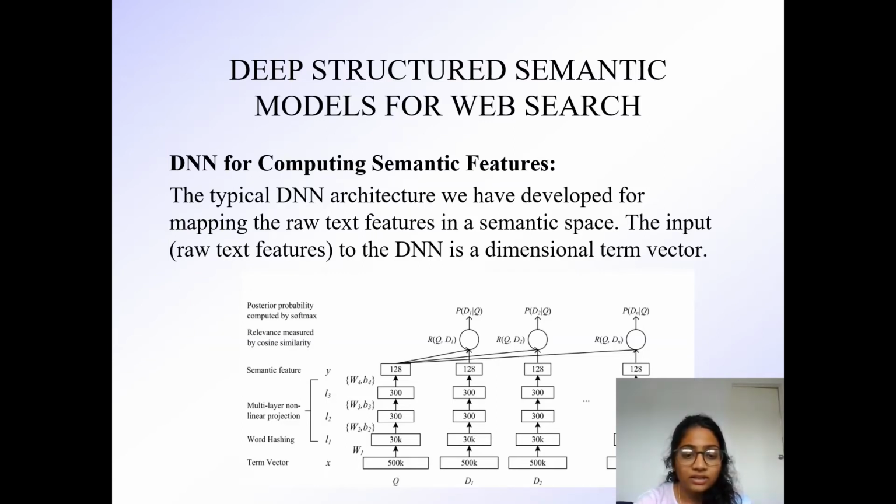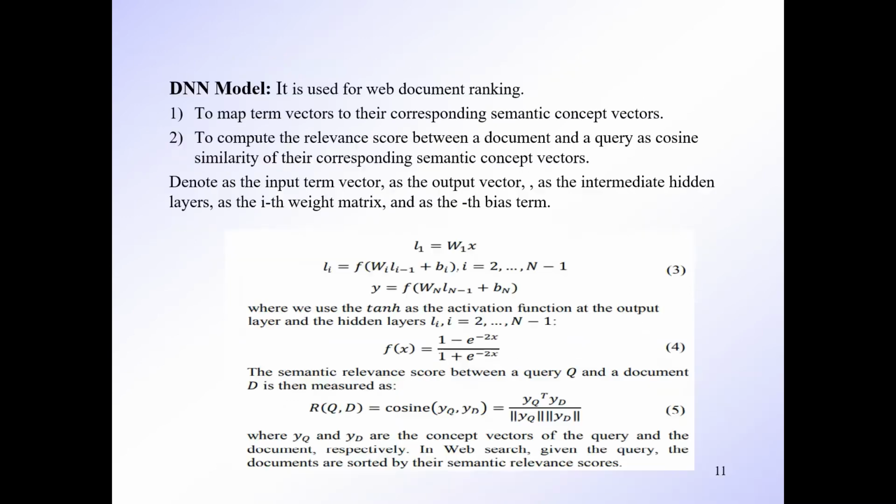The first hidden layer with 30K units accomplishes word hashing. The word-hashed features are then projected through multiple layers of nonlinear projection. The final layer's neural activities in this DNN form the features in the semantic space. The DNN model is used for web document ranking to map term vectors to their corresponding semantic concept vectors, and to compute the relevance score between a document and a query as the cosine similarity of their corresponding semantic concept vectors.